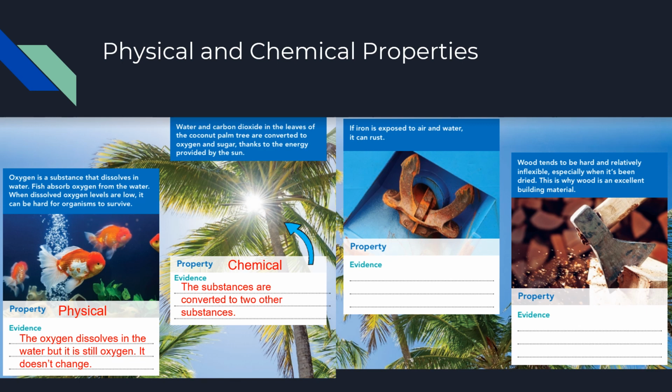All right, if iron is exposed to air and water, it can rust. Is that physical or chemical? It's going to be chemical. The iron becomes a new substance after reacting with air and water.